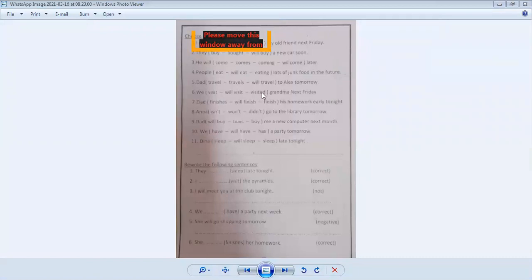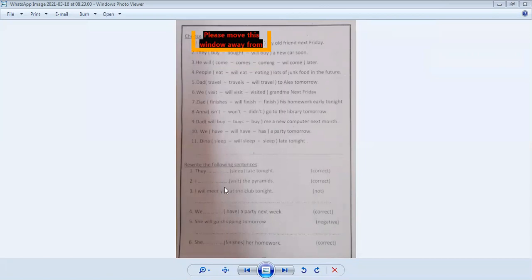Now, let's move to number 7. Ziad will finish his homework early tonight. Where is the key word here? Yes, tonight is the key word. So the answer will be: will finish. Very good. Excellent, boys and girls. I love you so much.